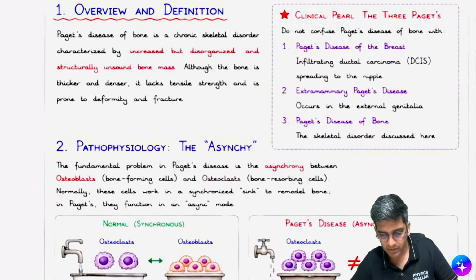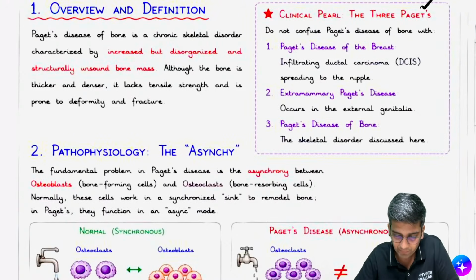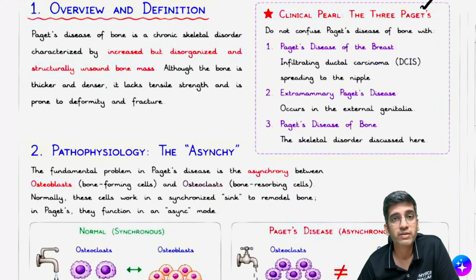The first thing, if they're asking about Paget's, please see which Paget's they are mentioning. Is it Paget's disease of bone, or an extramedullary Paget's disease which can happen in the external genitalia, or are they asking about Paget's disease of the breast? There are 3 types. Please don't confuse, and write what they're asking. If they just ask Paget's disease, I really don't know what to write.